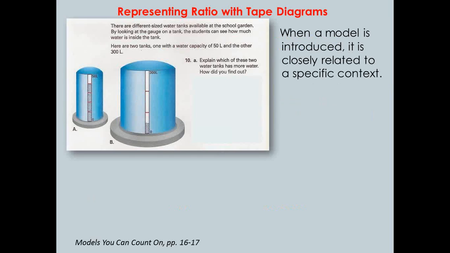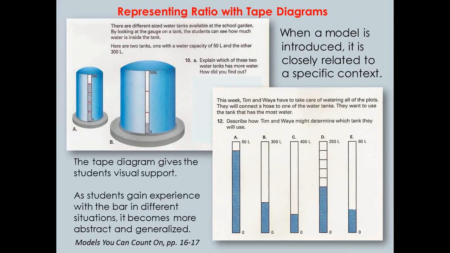The first introduction of the tape diagram to illustrate a ratio relationship is in the unit Models You Can Count On. Notice how this water tank is shown and the gauge is clearly segmented and labeled. Let's take a look at another picture found later in the unit in the same activity. Notice how the graphic has changed? Both tasks require students to pay close attention to the part-whole relationship. The tape diagram offers a visual support that helps students make sense of the problem and find a solution.